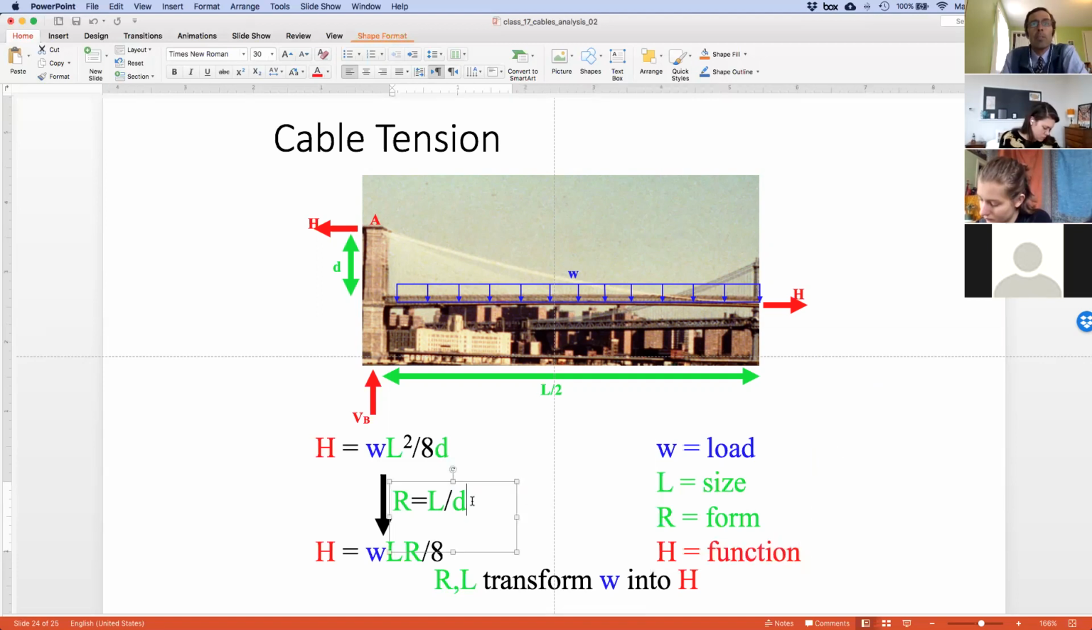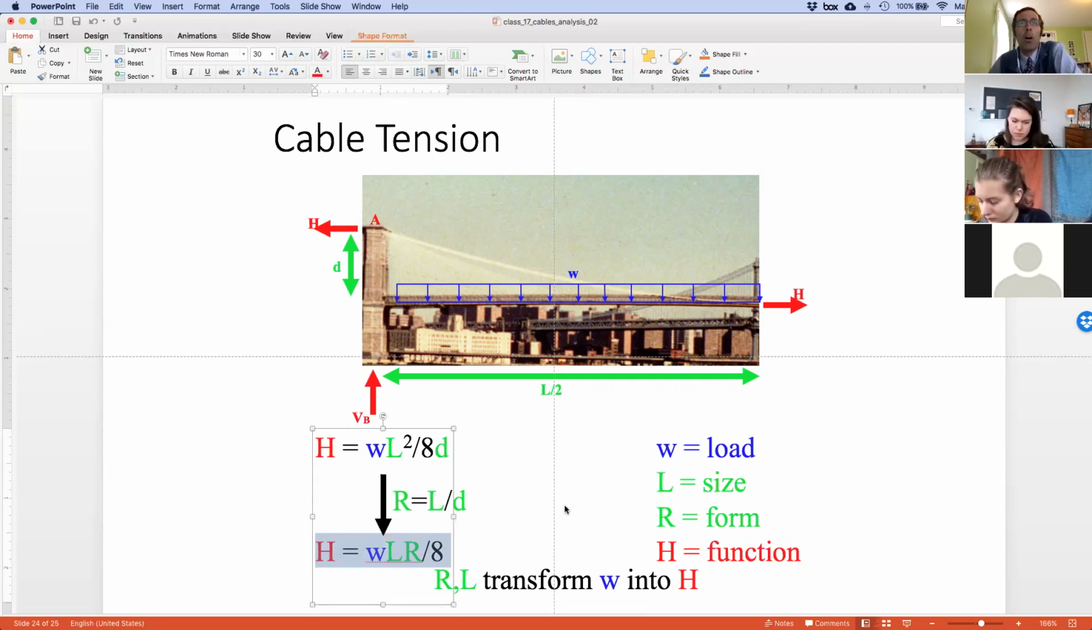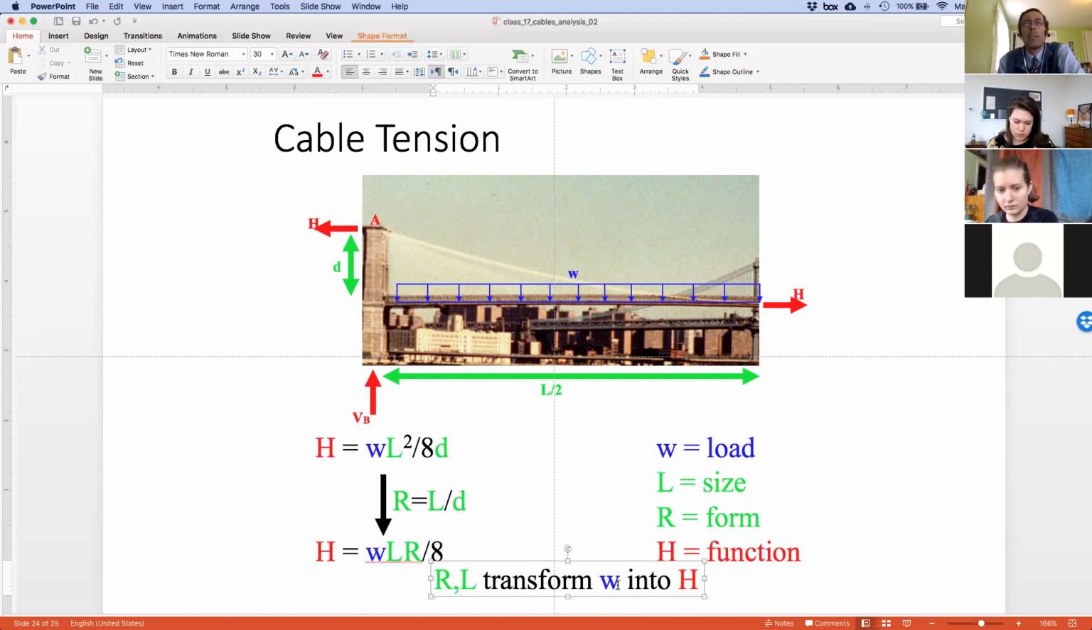So if I make a substitution for R here, I wind up with a version of my equation that is H equals WLR over 8. And the way I would love for you to think about this is that the bridge is a system. And the bridge acts as a system to take load W and transform it into H, force in the main cable. And it does that through its size and through its form R. This brings us back to Billington's idea about form and function, right?